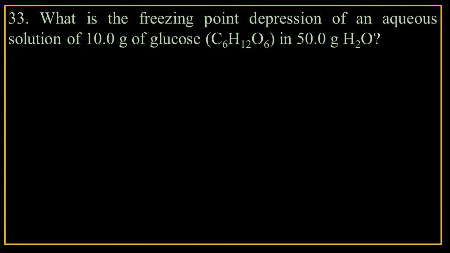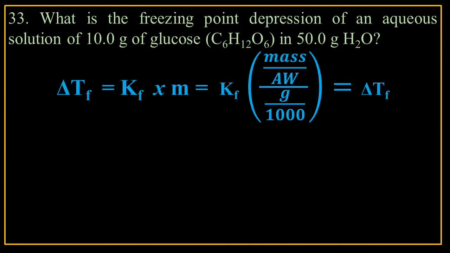What is the freezing point depression of an aqueous solution of 10 grams of glucose, that's C₆H₁₂O₆, in 50 grams of H₂O? Now don't forget, glucose does not dissociate. So the equation is delta Tf, that's the freezing point depression, equals Kf times m, the molality. So it expands to Kf times the moles, which is the grams over the molecular weight, divided by the kilograms of solvent, grams over 1,000.